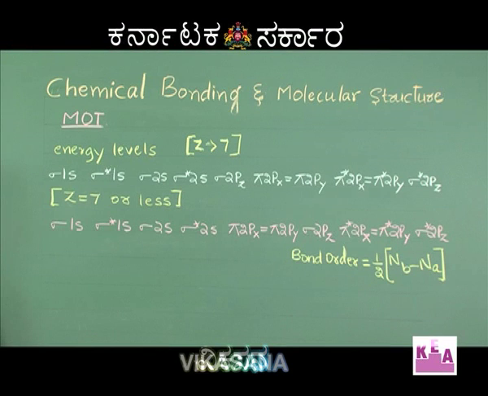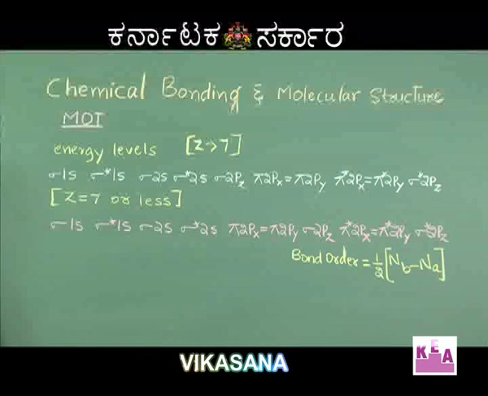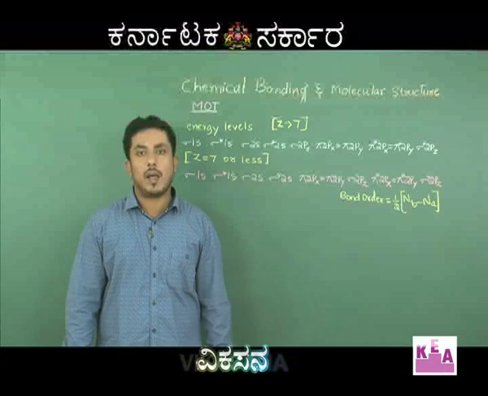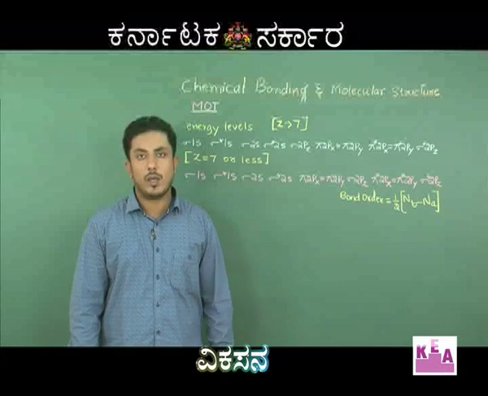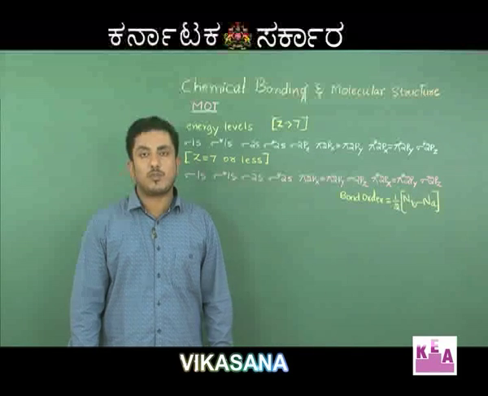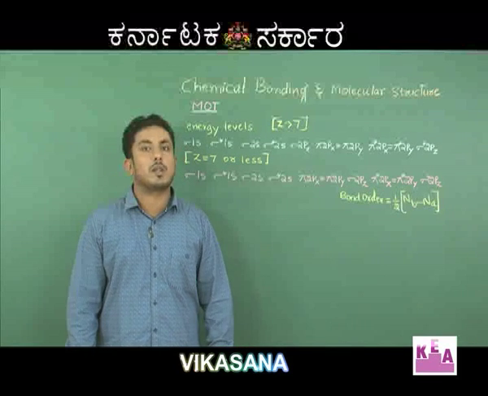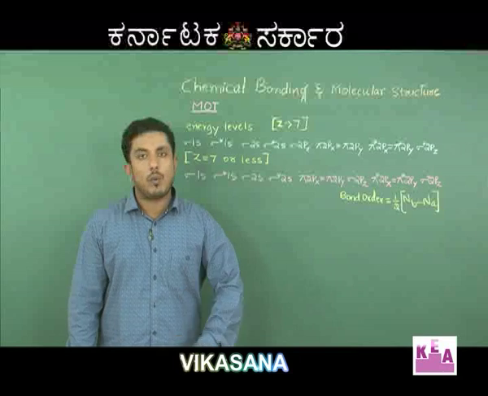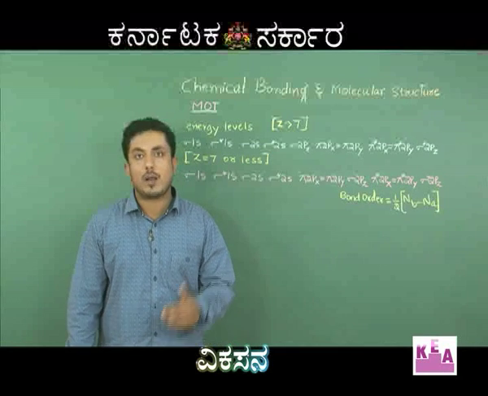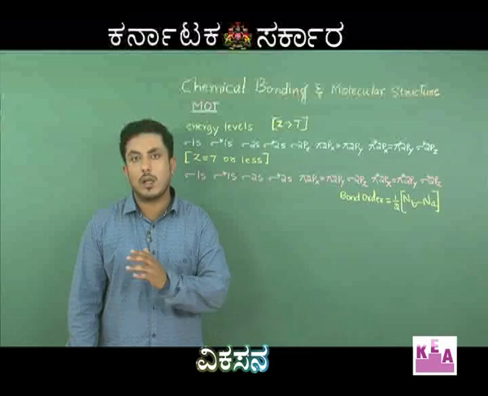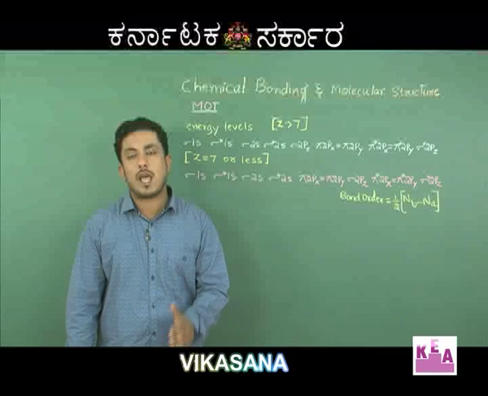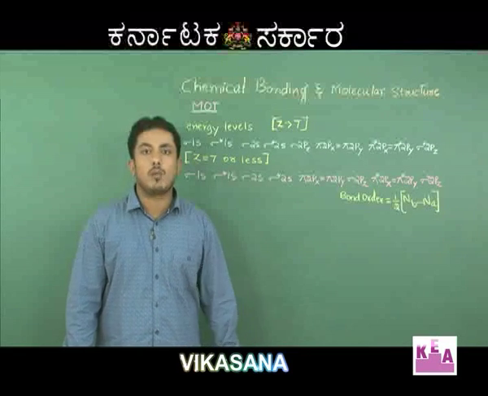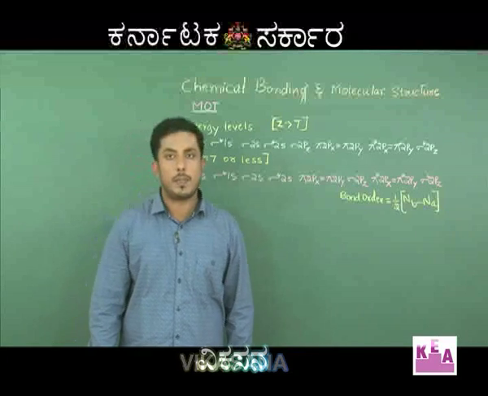Now we will discuss the molecular orbital theory concept. According to molecular orbital theory, when 2 atoms combine, the orbitals of the 2 atoms combine to give molecular orbitals. The number of molecular orbitals formed is equal to the number of atomic orbitals that have combined. Out of the molecular orbitals formed, half are bonding molecular orbitals and the other half are anti-bonding molecular orbitals. Bonding molecular orbitals have lower energies and anti-bonding molecular orbitals have higher energies.